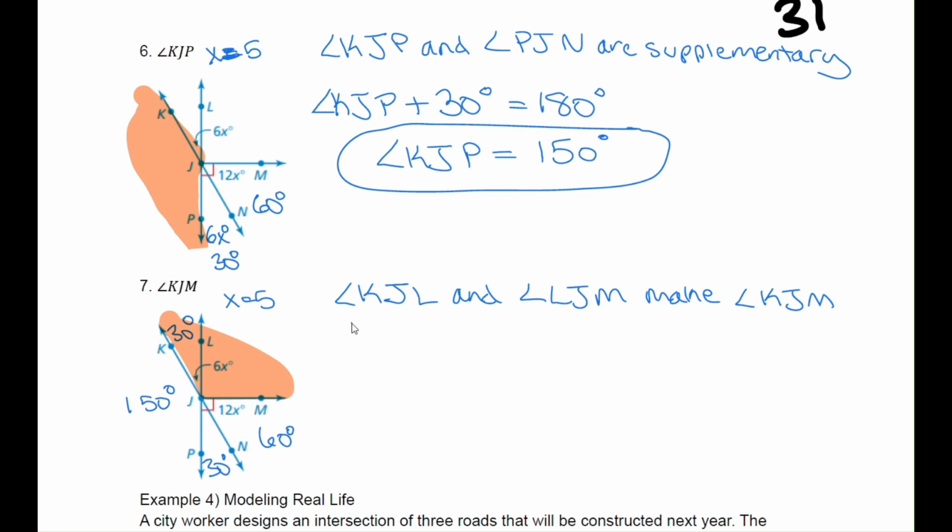Let's see, I see angle LJM, and what else can I find out? I see that there's another right angle here, PJM. Together they make 180 degrees, right? So they make the line PJL. So angle LJM and this angle here, PJM, are supplementary angles.